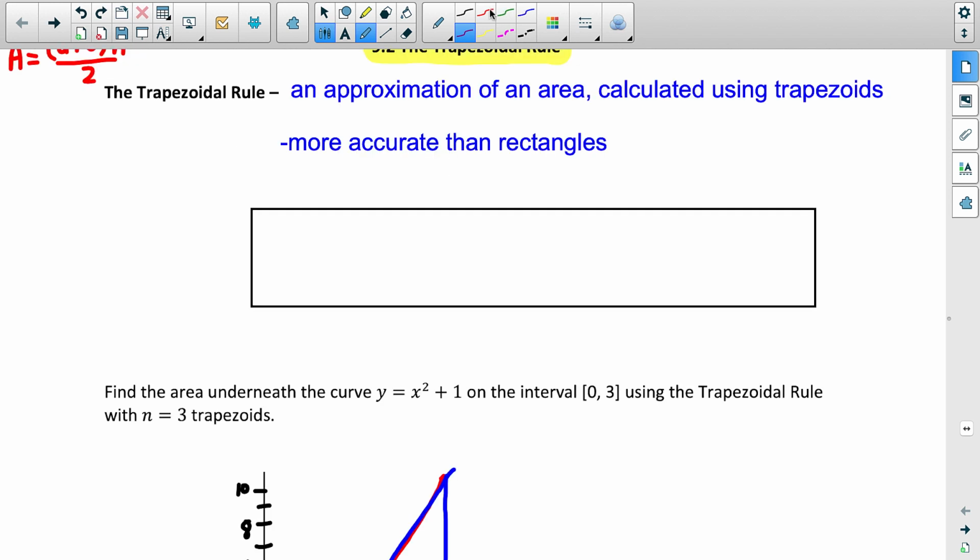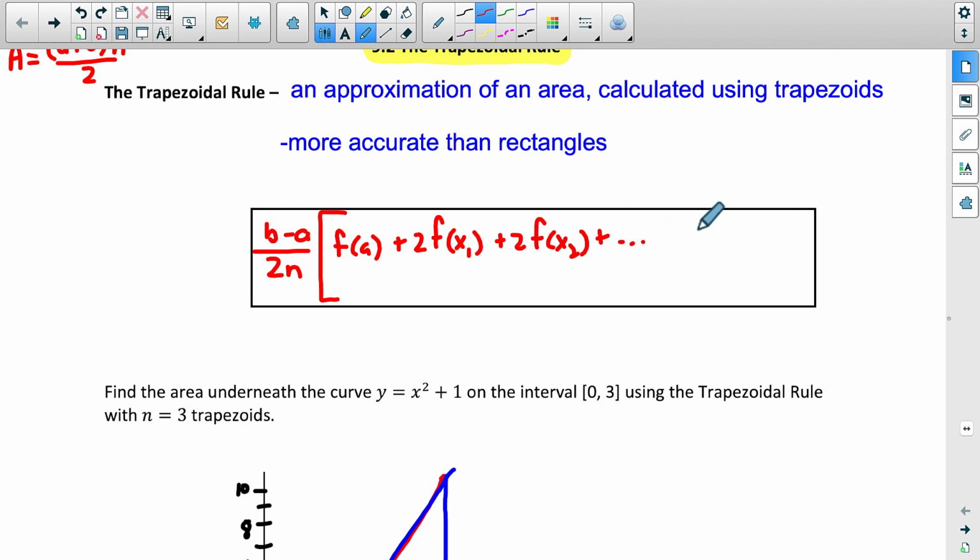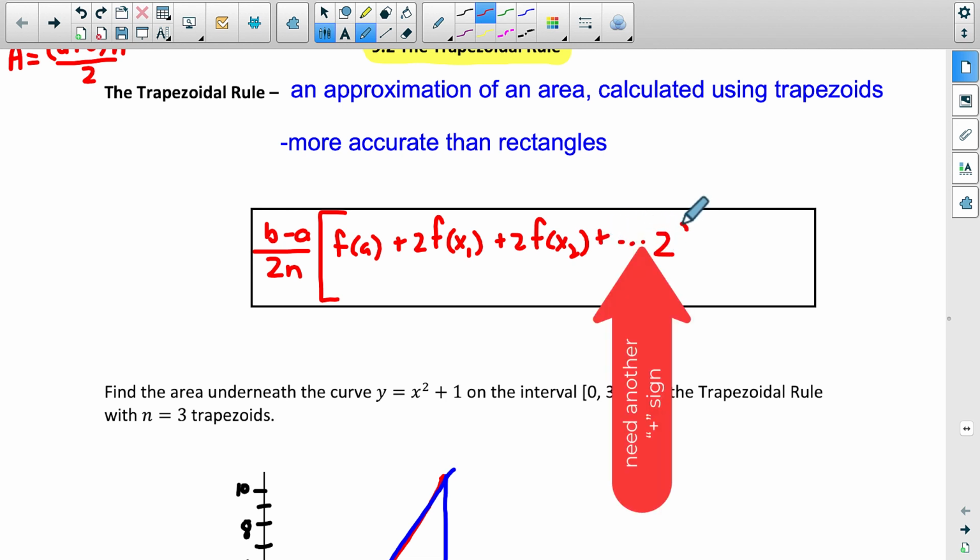Okay, so I'm going to give you the formula for the trapezoidal rule. There's actually a formula. It looks very complicated, but we'll go through it and you'll see it's not as bad as you might think. So we have (b minus a) divided by 2n, and then in a square bracket, because we're going to write a lot in here, we have f of a plus 2 times f of x1 plus 2 times f of x2 plus dot dot dot, we keep going, all the way to 2 times f of x(n minus 1) plus f of b.